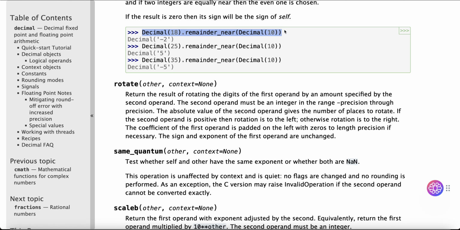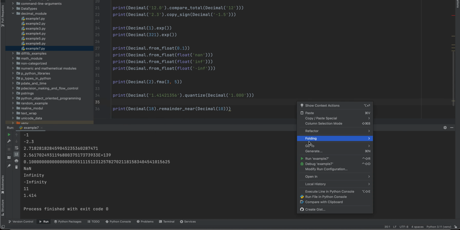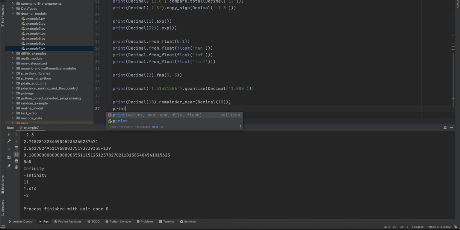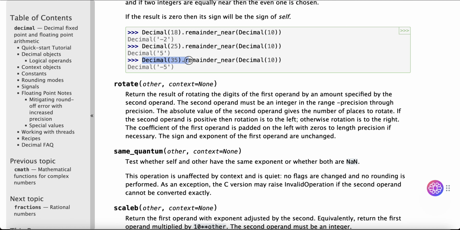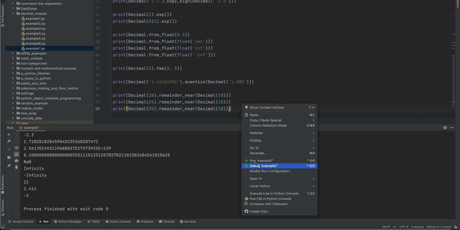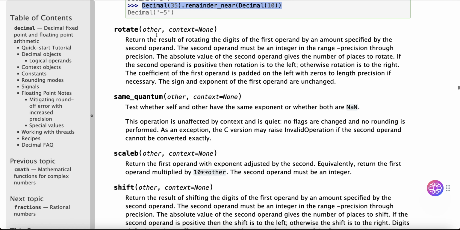Decimal(18).remainder_near(Decimal(10)) gives -2. Decimal(25).remainder_near(Decimal(10)) gives 5. Decimal(35).remainder_near(Decimal(10)) gives -5. rotate(other, context=None).